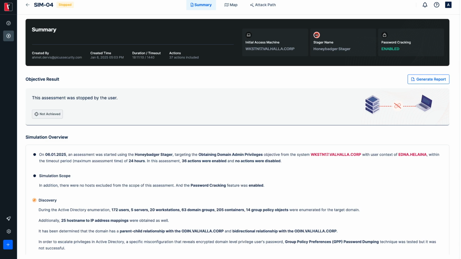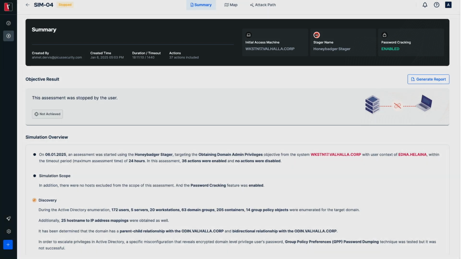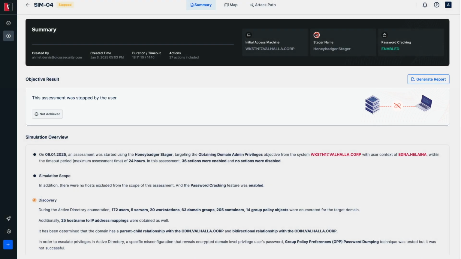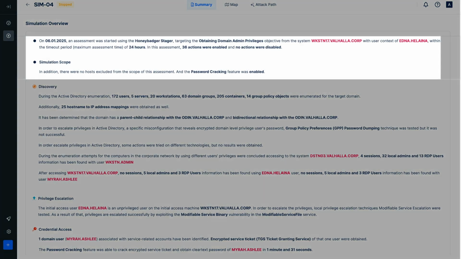The summary section contains key information about the assessment. It displays the start time and duration, the number of actions involved, the initial computer, and whether offline password cracking was activated. As can be seen, the assessment was stopped by the user. The simulation overview provides a brief and concise description of the assessment. The assessment was started with the user Edna Helena on workstation. The simulation scope shows that the password cracking feature was also turned on.